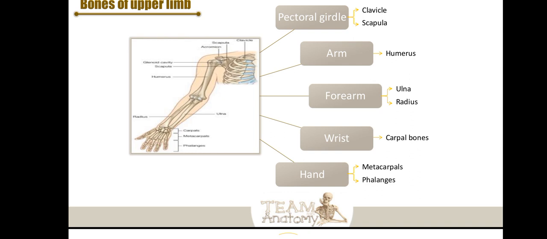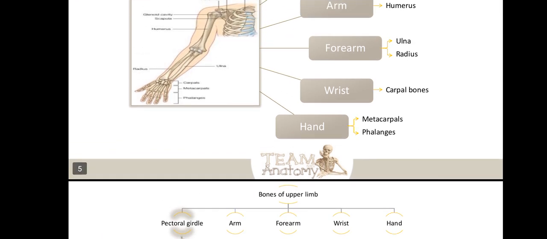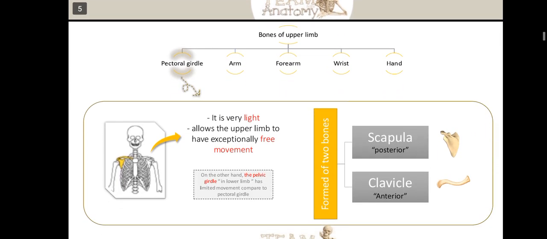You know, the clavicle attaches with the scapula through the acromioclavicular joint, and this joint makes up the pectoral girdle, right? So take a look, you could pause the video, take a look. The pectoral girdle.